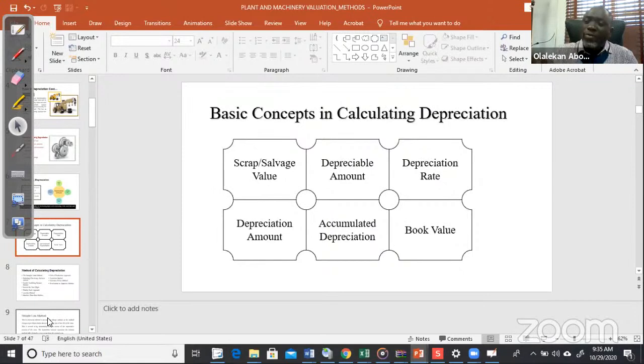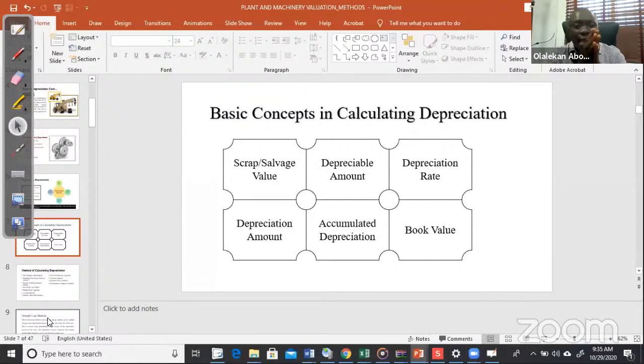It is a value of the remnants, the leftover of the asset. That then means that there cannot be a complete loss in value in the life of an asset. There will still be something left behind. Whether that thing will be of usage or not is a different thing, and that's where the difference between scrap value and salvage value comes in. Where the leftover can still have alternative use in an alternative process or an alternative business, then it is a salvage value.